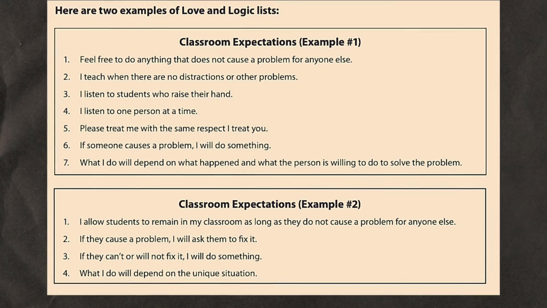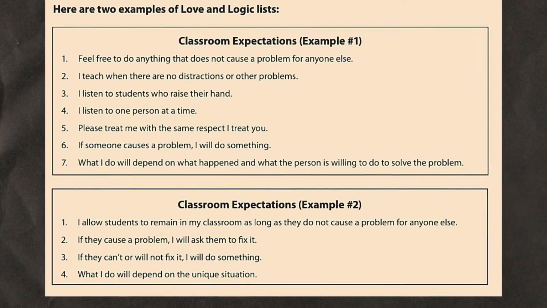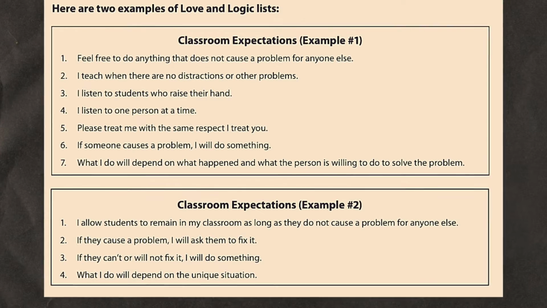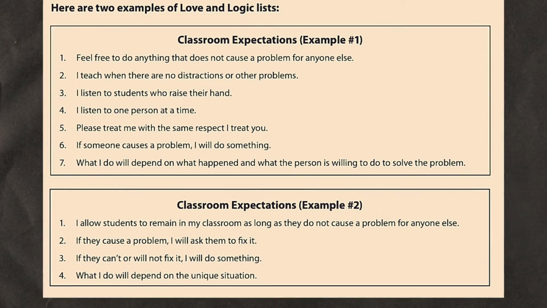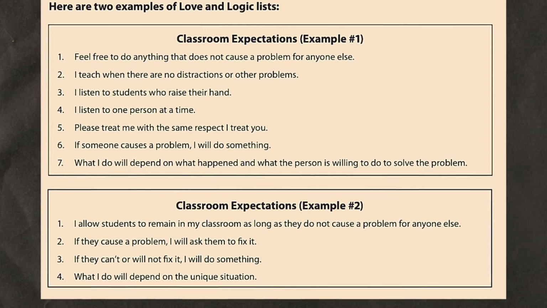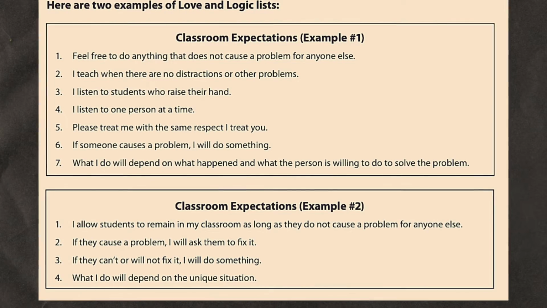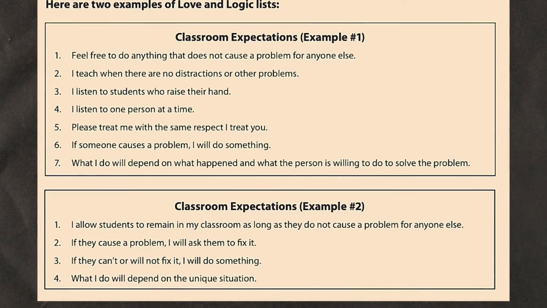Wording is everything. For example, number 6, "If someone causes a problem, I will do something." I find this wording to be too vague. I would encourage teachers to not say this to their students, but instead have a consistent list of steps or a plan that they can apply when dealing with a behavior issue.